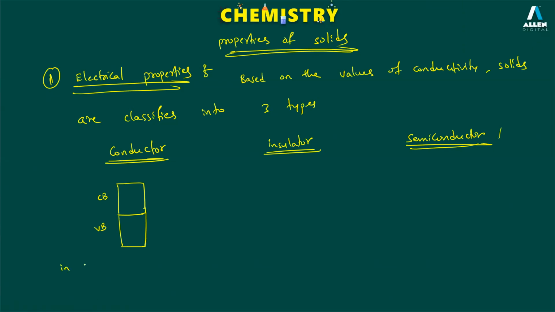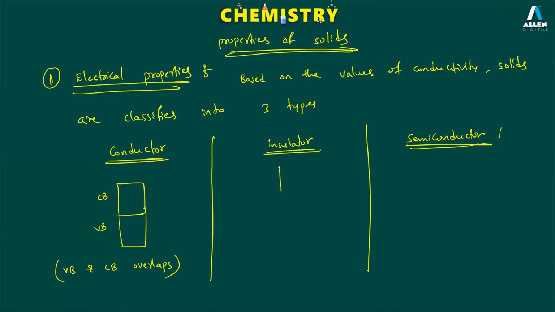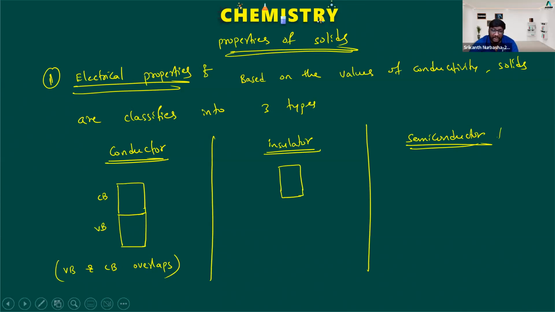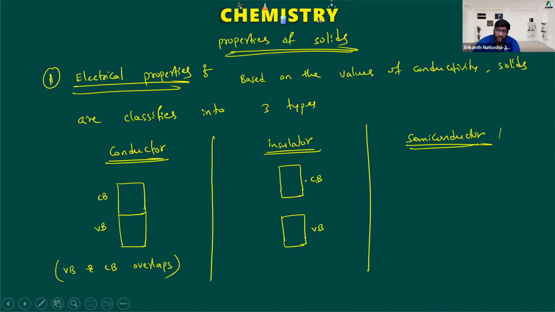Yes, sir. What is the valence band? Valence electrons. So we are saying that the valence band and conduction band overlap in a conductor, but what is the valence band first of all? Outermost electrons. Sir, in a whole solid, all the outermost electrons form a valence band. Okay. So what does valence band mean?